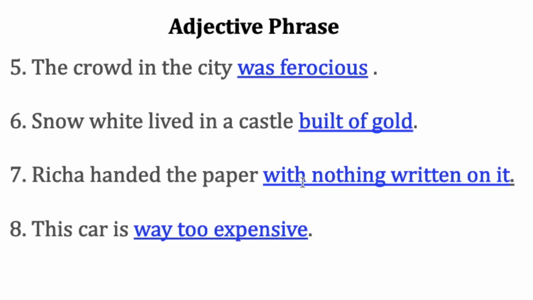It has a whole lot of words, 1, 2, 3, 4, 5, so the longest group of words in this particular example. This car is way too expensive. Here, this car, what sort of car? Expensive car. But I have used three words to modify the word car: way too expensive. So this group of words is called an adjective phrase.